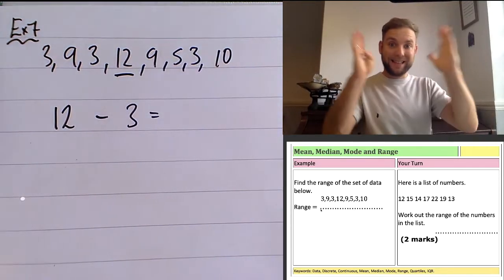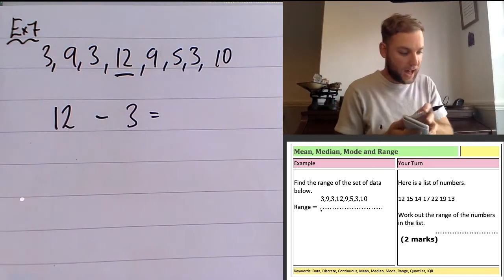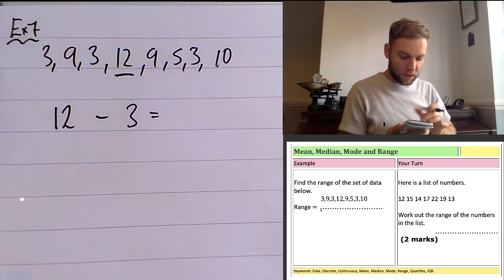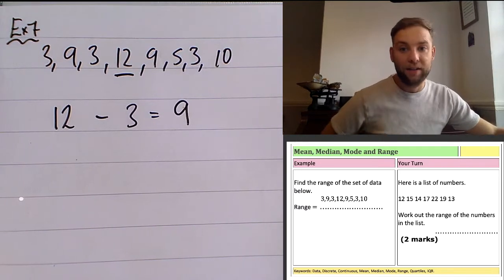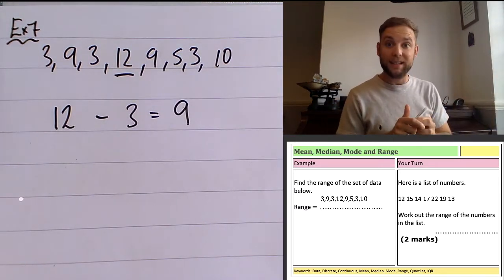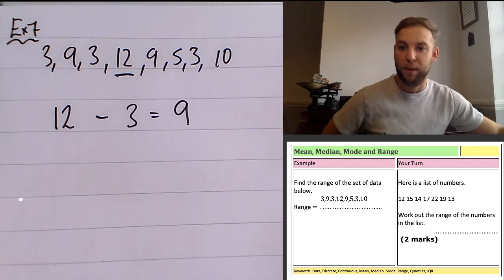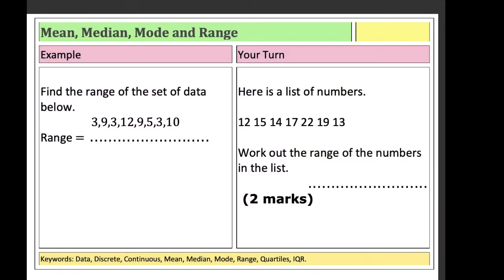So my range is the measure of spread. Okay, so 12 take away 3, which is equal to 9. Okay, so pause now and have a little go at that one on the right. Notice that it says 2 marks, which means this has come up on a past paper. Okay, so pause now and have a little go at that.